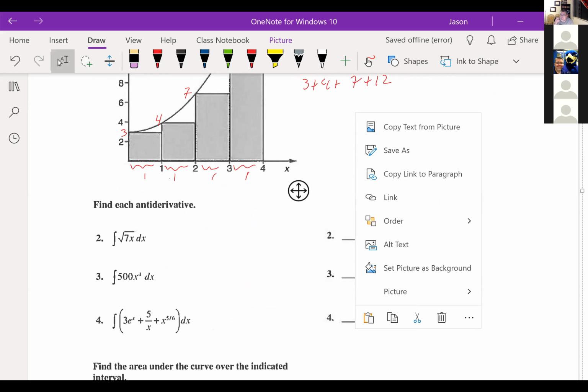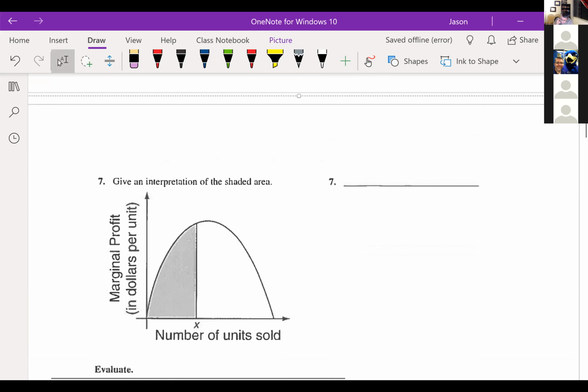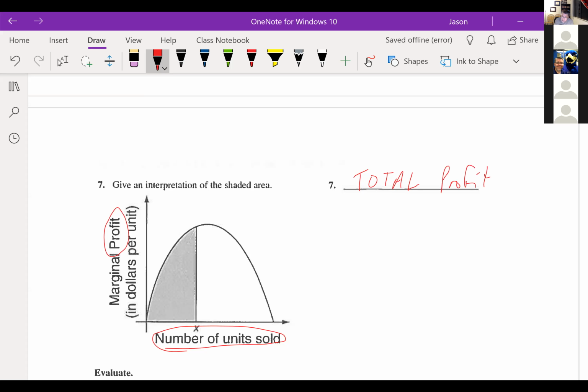Okay, so let's see what else we got here. Okay, number 7, I got 2 7s. People must really want 7. Oh, give the interpretation of the shaded area. Okay, so this would be the marginal profit, right? And the number of units sold. So the marginal profit is like the rate of change, and we want all of the area under the rate of change. So that's total profit. That's all it is, number 7. Okay, it's the total profit.